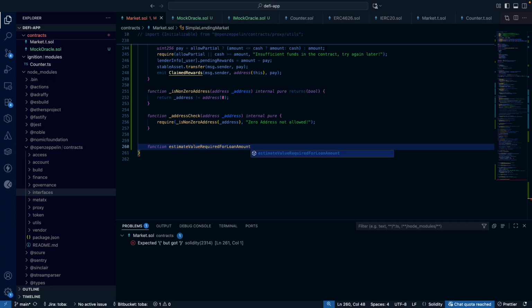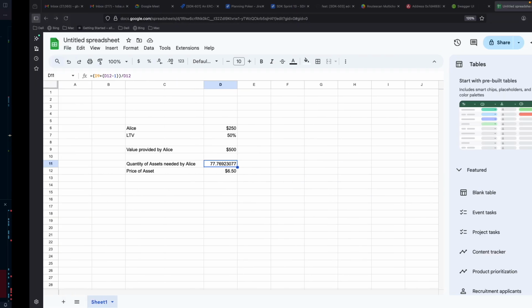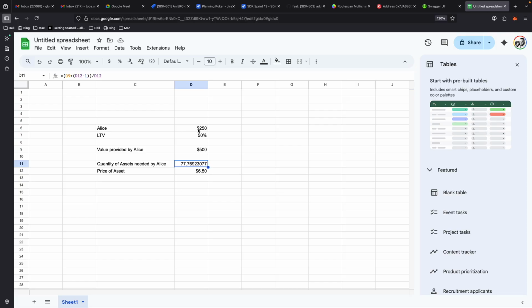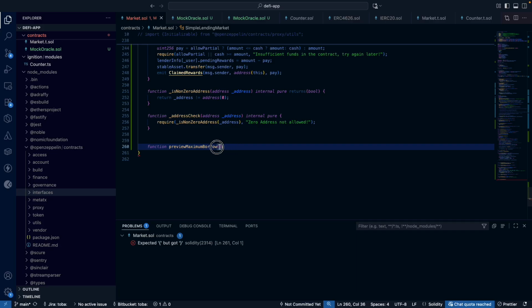I think that's okay. Not a good name. I think I've just seen a better name I can use. Let me preview maximum borrow. So the idea is, if Alice wants 250, but preview maximum borrow is not a good definition. Let's call it estimate value needed for loan.